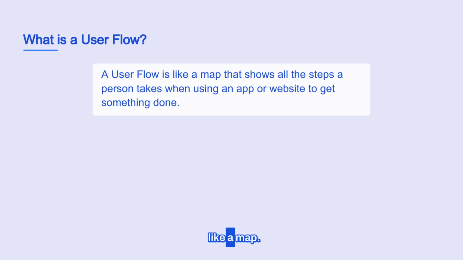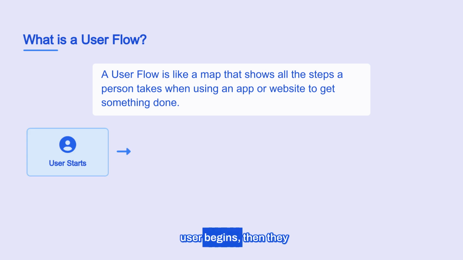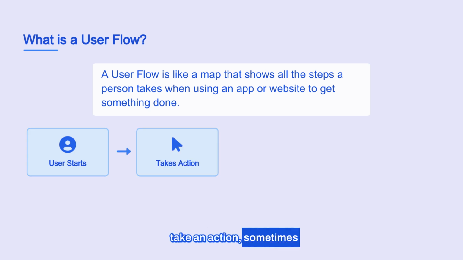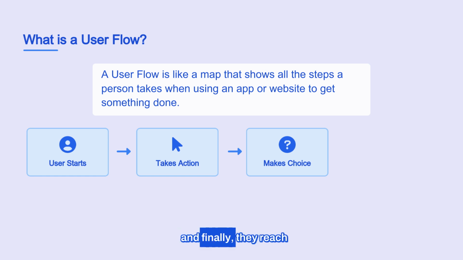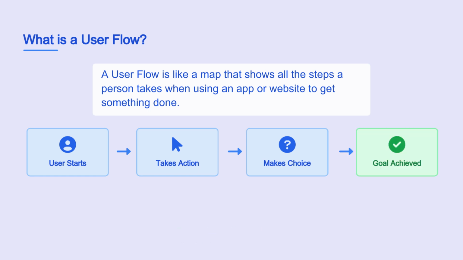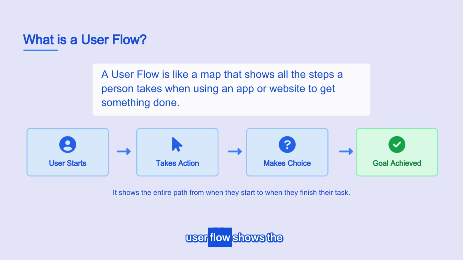What is a user flow? A user flow is like a map. It shows all the steps a person takes when using an app or a website to get something done. It starts when the user begins. Then they take an action, sometimes they make a choice, and finally, they reach their goal. In other words, a user flow shows the entire journey, from the very first step until the task is complete.